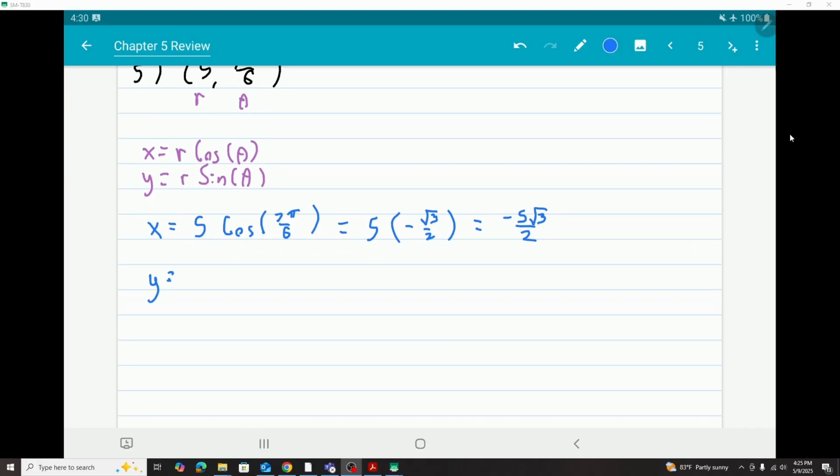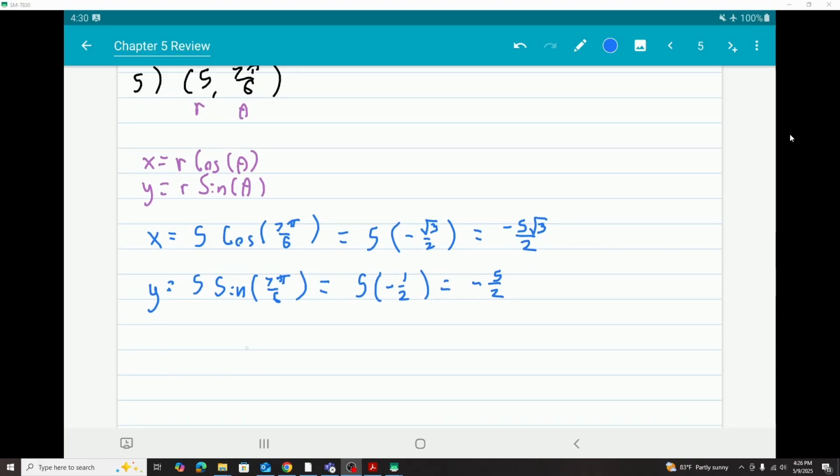And so now y is r sine of theta, so 5 times sine of 7 pi over 6. That's equal to 5 times minus a half, which is minus 5 halves. And so that's what we're going to put together. That's our final answer. We have minus 5 times the square root of 3 divided by 2, that's our x value, and minus 5 halves, that's our y value. And that's our answer. So this is enough for the problem.